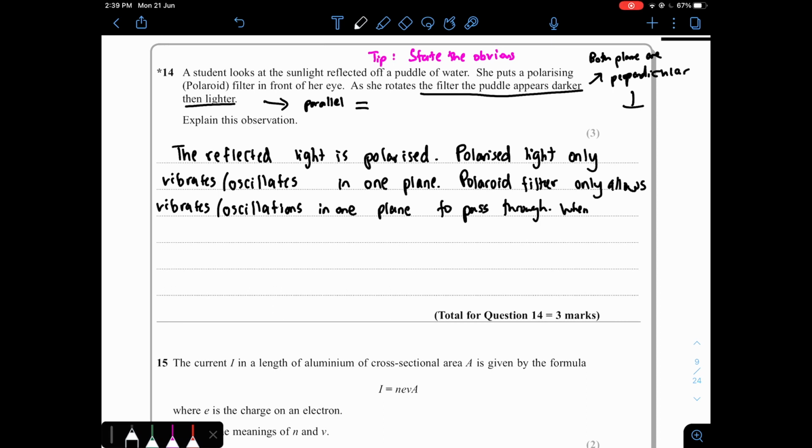So you can say when the puddle appears darker, this is when both planes are perpendicular to one another.